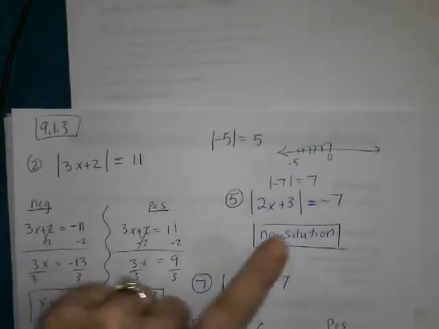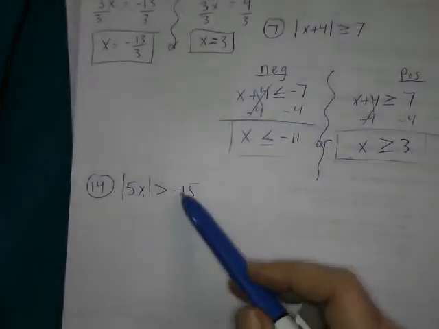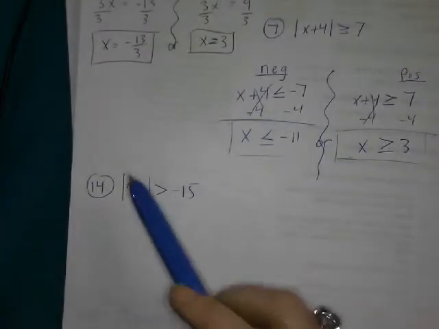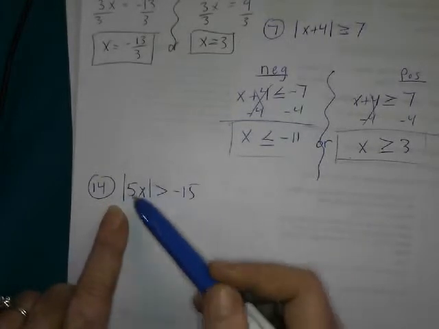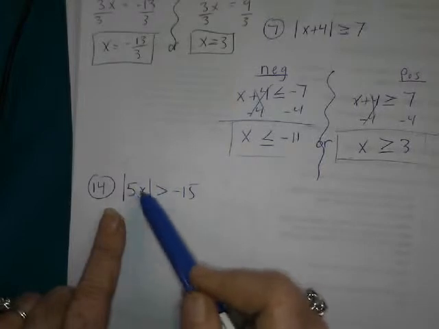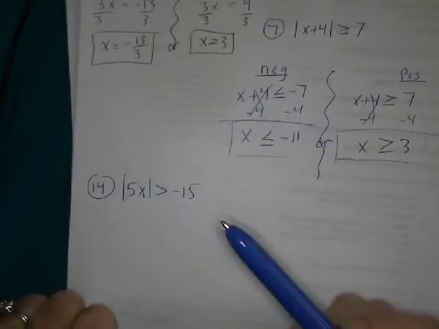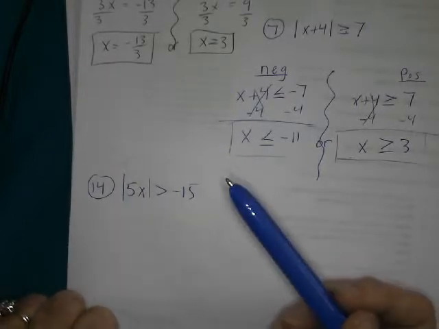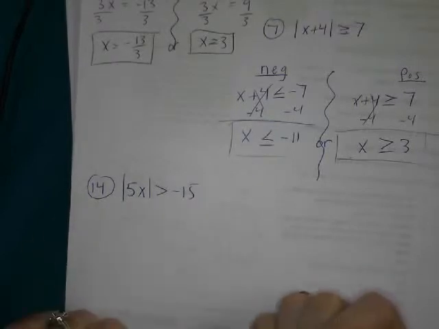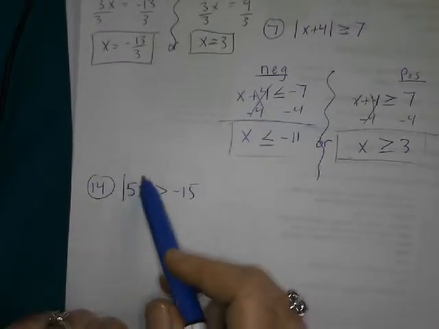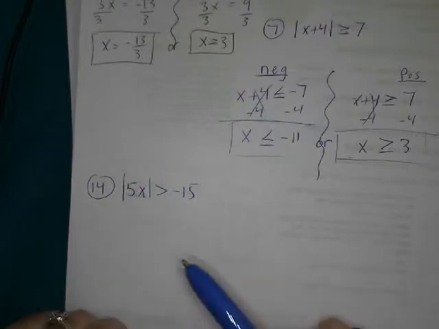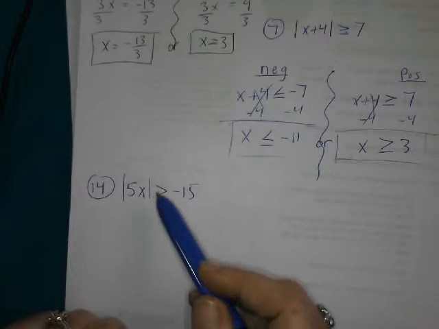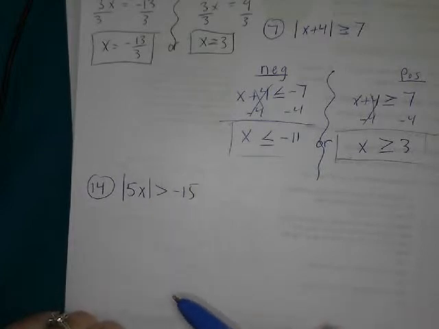Sure. Basically, any number that I stick in here, when I take the absolute value of it, even if I put in a number that makes this whole quantity negative, once I take the absolute value, it's going to be positive. So basically, this has to be a positive number. So any number that I stick in here is going to be greater than negative 15. Okay, so in other words, this is all solutions, or infinite solutions.